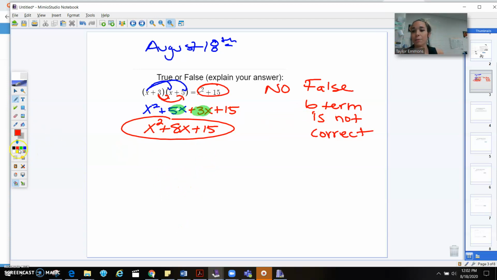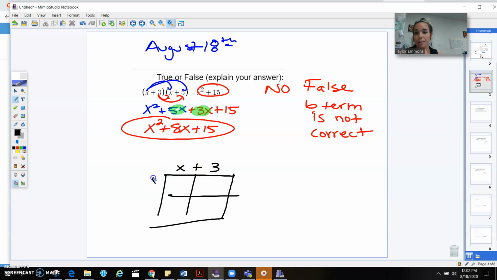Another way you can set this up is to use the box method, and probably your Algebra 1 teacher taught you this way. What you're going to do is take these factors and set them up on the side. And just like how you would solve an area problem, you're going to multiply length times width. So x times x is going to give you x squared. X times 3 is going to give you 3x. X times 5 is going to give you 5x. And 5 times 3 is going to give you 15.